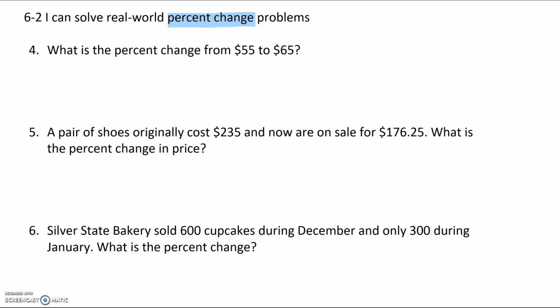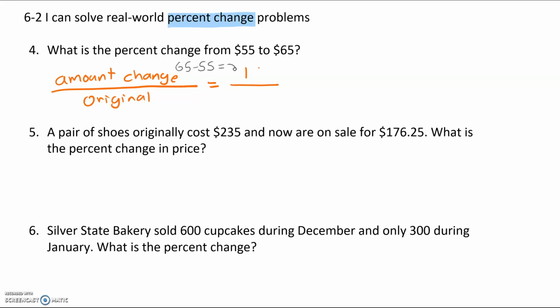So question number 1. What is the percent change from $55 to $65? So first step, we want to set up our percent as a fraction. We set it up as amount of change, so the actual amount that it changed by, over the original amount, and that's how we're going to calculate our percent of change. So to find that amount of change, we just do the second number minus the first number, which gives me an answer of 10. And then my denominator, or my original number, was 55 here.